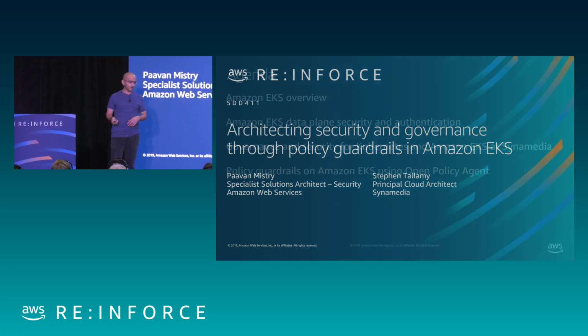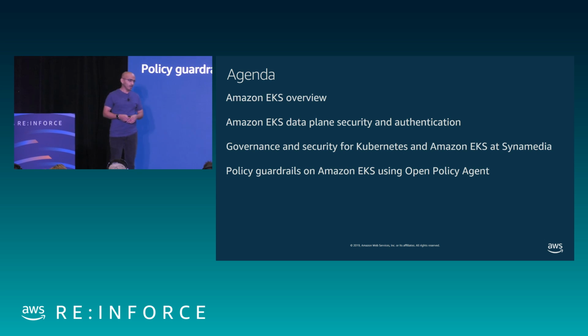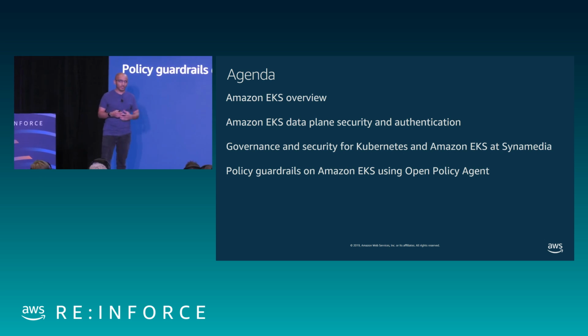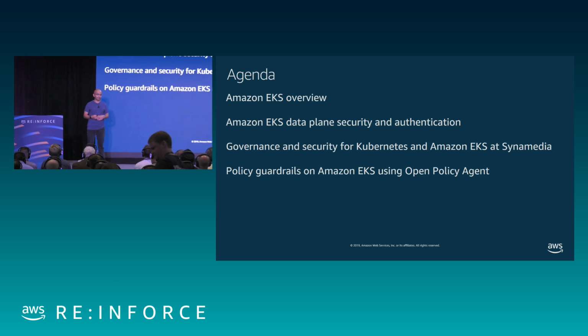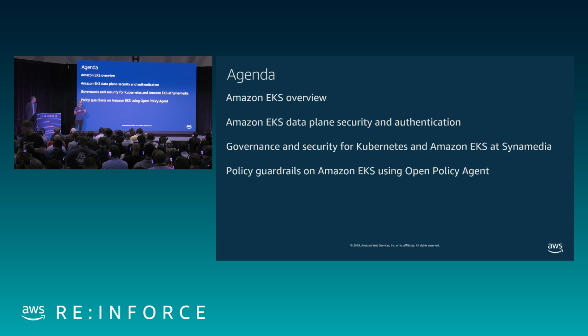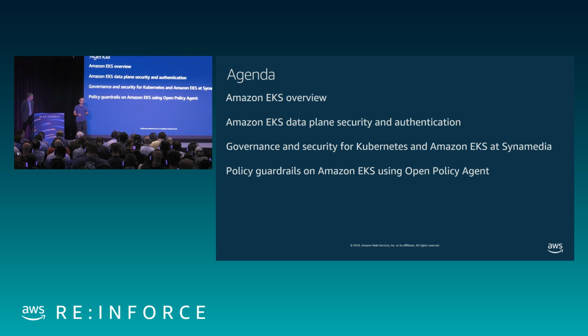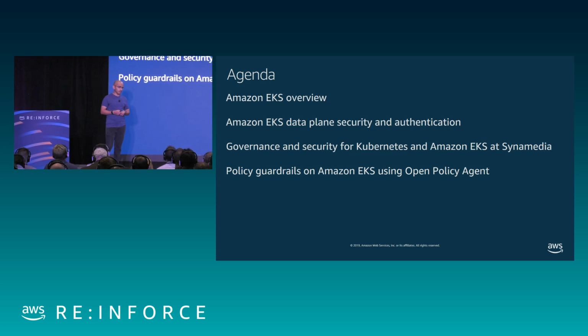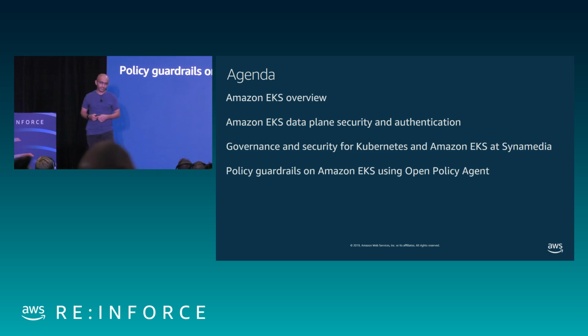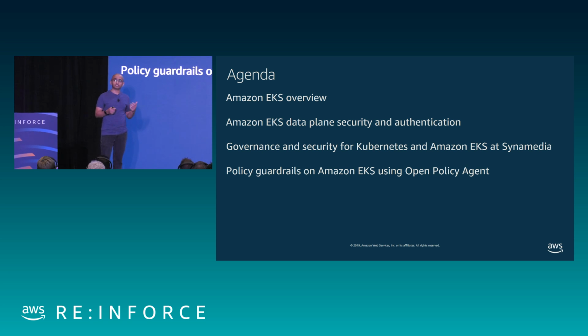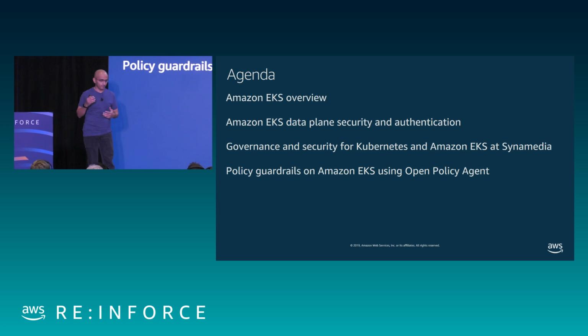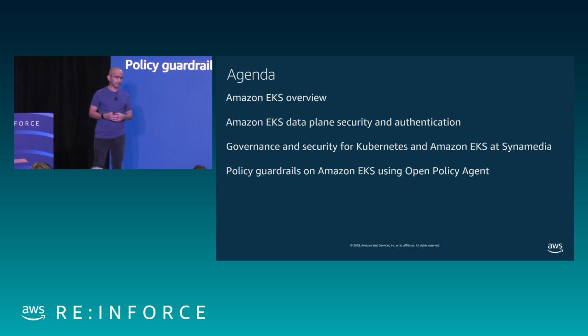Before we go ahead, let's look at the agenda and what we are going to cover. I'll start with a quick Amazon EKS overview. It's going to be real quick. This is level 400, so we won't spend too much time on the basics. And what I'm really excited about is sharing with you the data plane security and the authentication around Amazon EKS. After that, Stephen will come on stage and go through the governance and security for Kubernetes and the migration program he led. Stephen brings a great amount of experience running live Kubernetes clusters on Amazon EKS as well. So that'll be a great section of the talk.